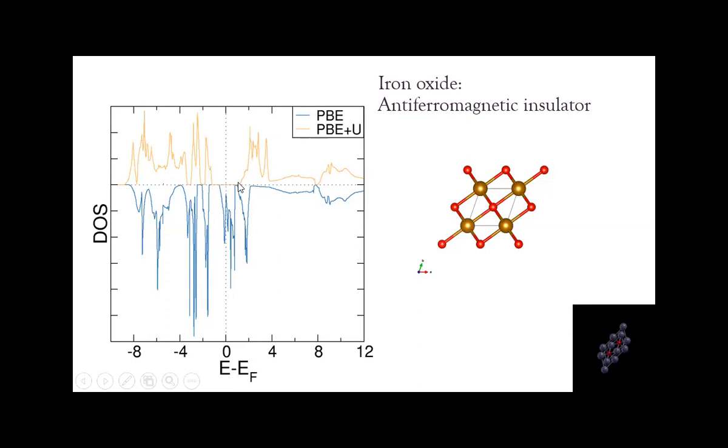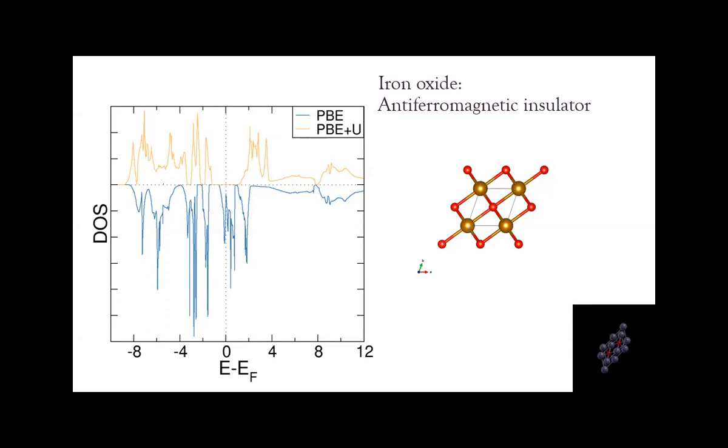You see that this density of states tells me that between, I don't know, -1 and maybe -2, I don't have any electronic states. So that band gap right there tells me that iron oxide is not a metal. It's actually an insulator. And that's what the experiments showed you. Iron oxide is an insulator. In fact, it's antiferromagnetic.